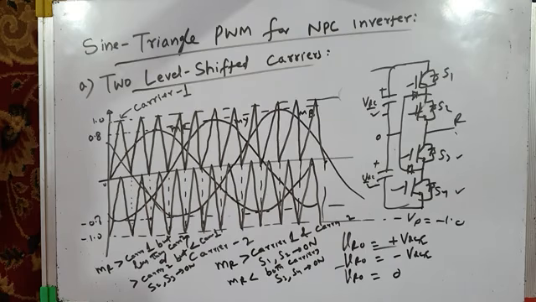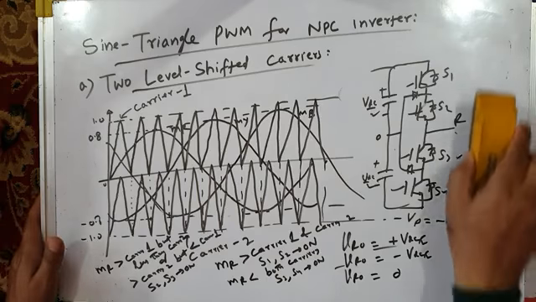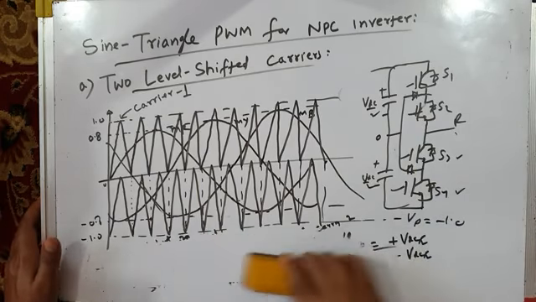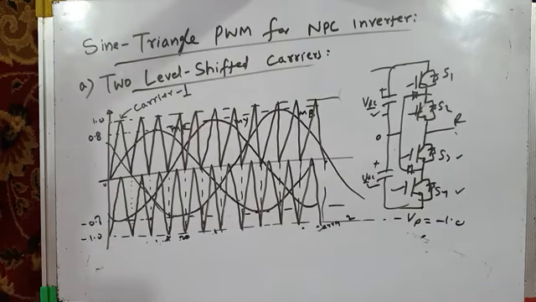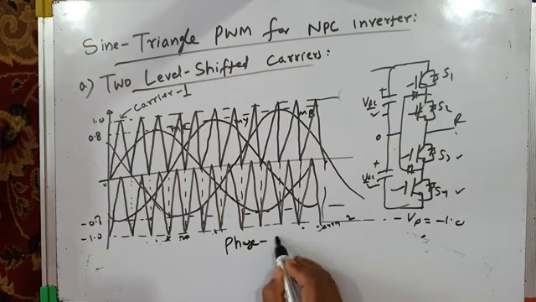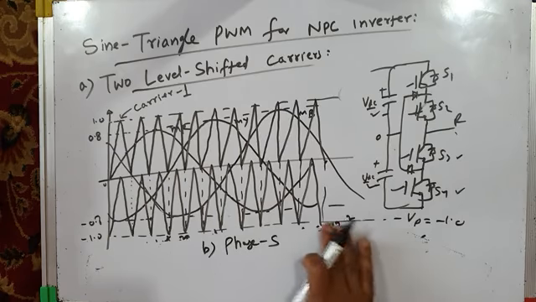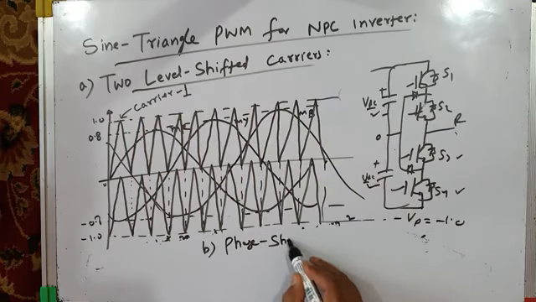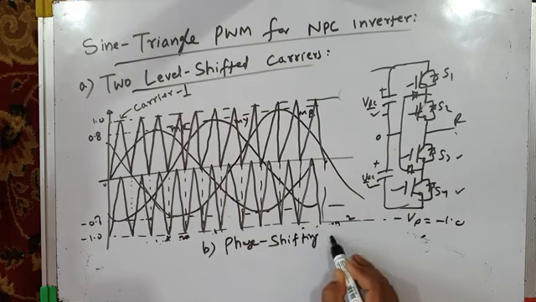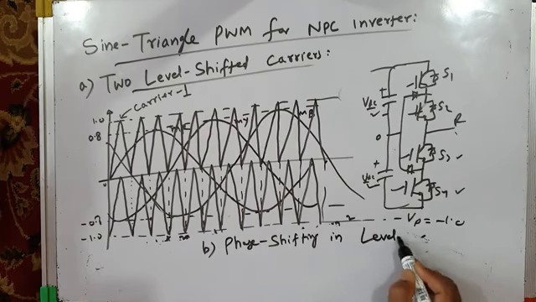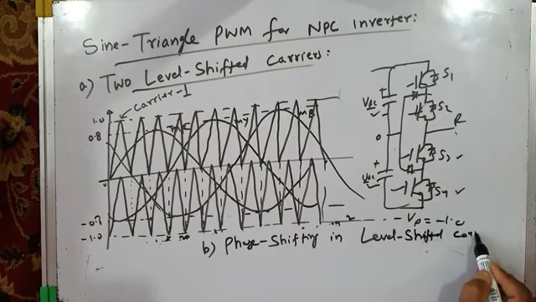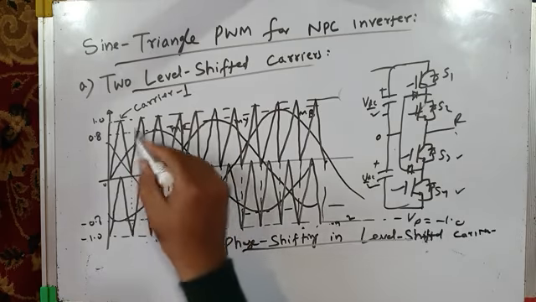Okay. Now, after this, we have to discuss phase shifting. I mean, we can go for phase shifting also. I will write here phase shifting. This is second type of PWM technique, Sine Triangle PWM technique. That is phase shifting in level shifted carriers. I mean, now you have two level shifted carriers.